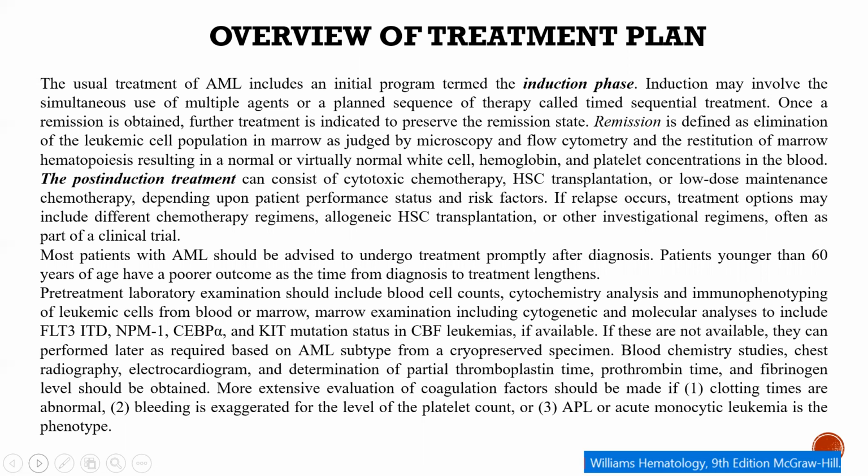If these are not available, they can be performed later as required, based on the subtype of myeloid leukemia, from a cryopreserved specimen. Blood chemistry studies, chest radiography, electrocardiogram, and determination of the partial thromboplastin time, prothrombin time, and fibrinogen levels should be obtained. More extensive evaluation of coagulation factors should be made if clotting times are abnormal, bleeding is exaggerated for the level of the platelet count, and acute monocytic leukemia is the phenotype.